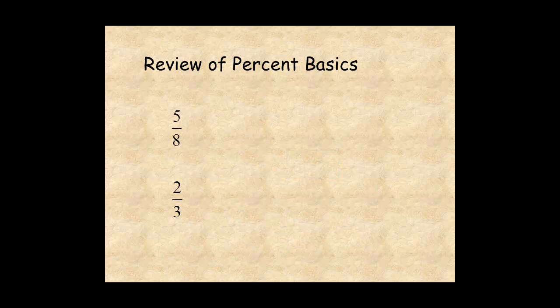Another way to convert from a fraction to a decimal is to divide the numerator by the denominator. In this example, 5 divided by 8 is 0.625, which is 62.5%.